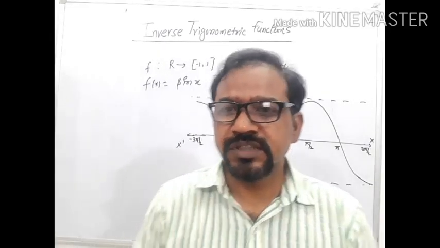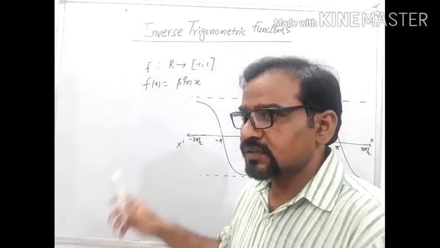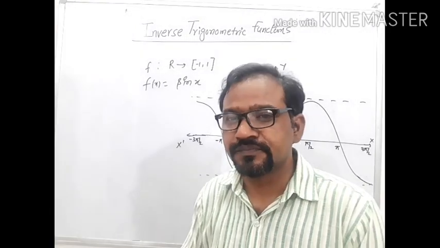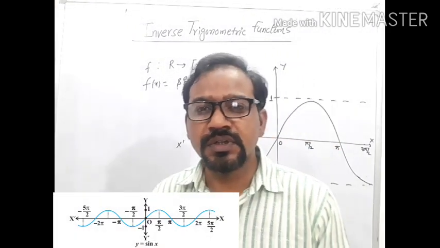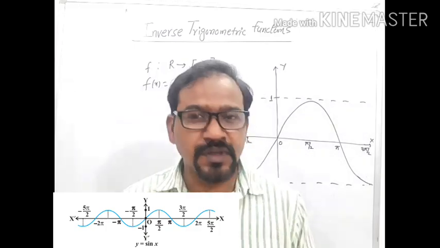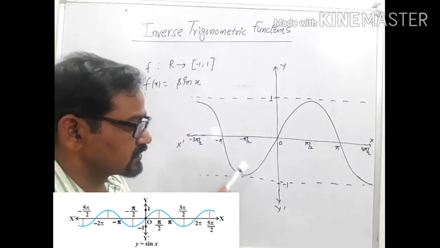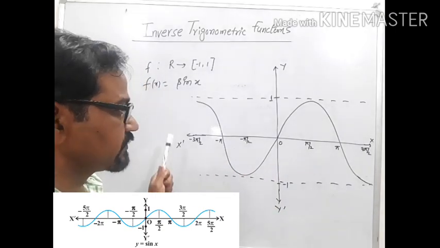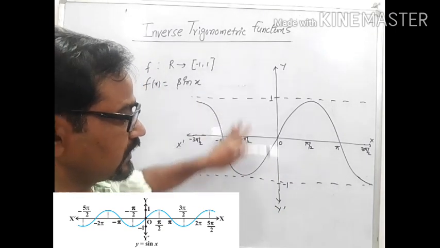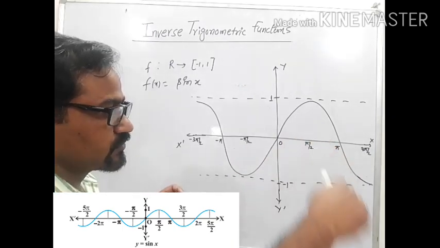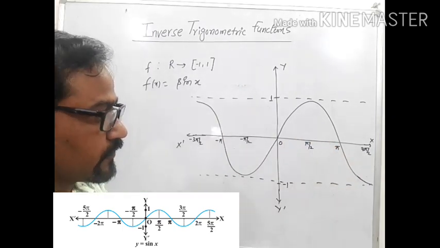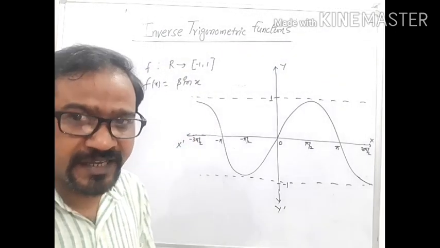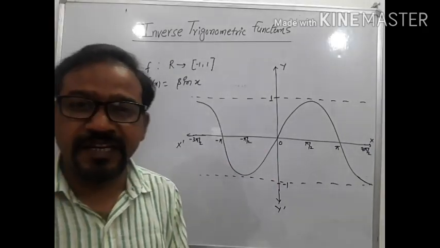f(x) equals sin x is a trigonometric function, and the domain of sin x is the real numbers and the codomain is -1 to 1, which is the range of sin x. The graph of sin x is this. On the x-axis we have 0, pi by 2, pi, 3 pi by 2, minus pi by 2, minus pi, and on the y-axis 1 and -1. And sin x goes between -1 to 1. In this case, sin x is a many-one onto function.